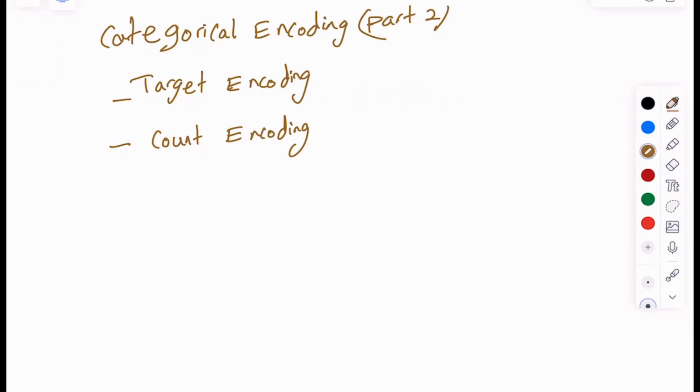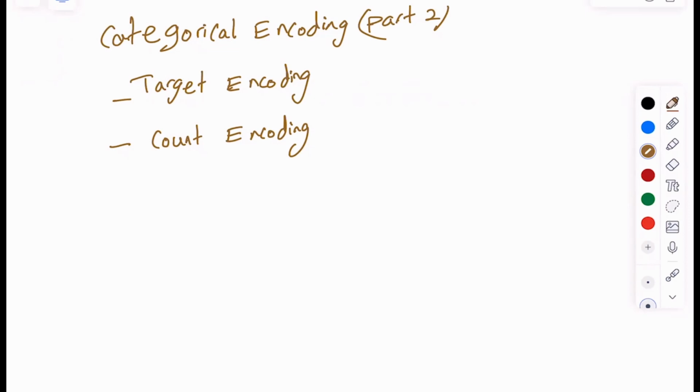In my first part, I explained what nominal versus ordinal categorical variables are, as well as what we mean by encoding using label encoding and one-hot encoding. Now I want to talk about target encoding and count encoding.